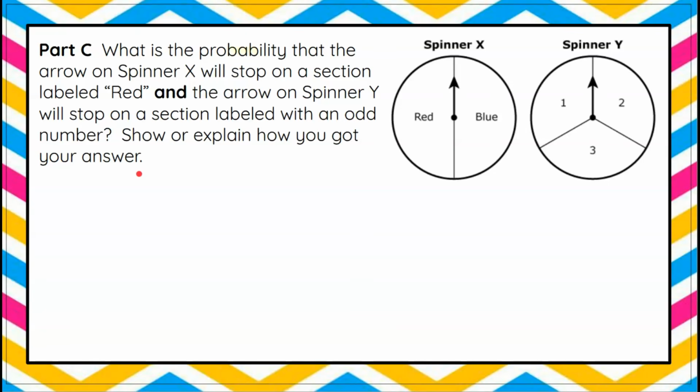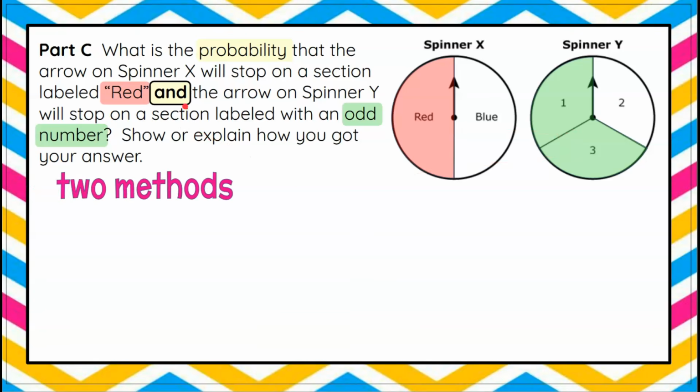Welcome back. So again, we're going to find probability, and we're going to look for red on our spinner X, and we're going to look for, on spinner Y, an odd number. So there are 2 odd numbers on spinner Y. So we want red and one of these when we spin.